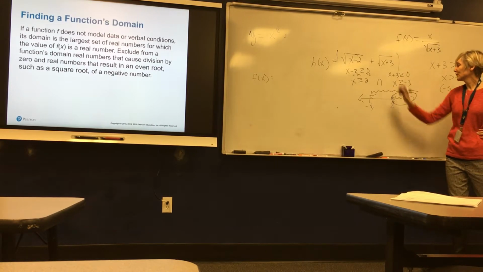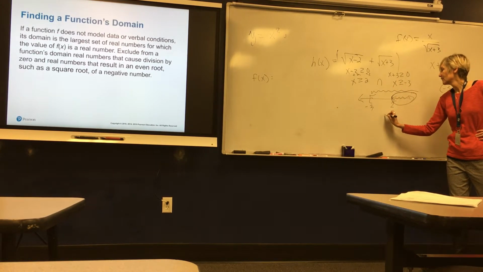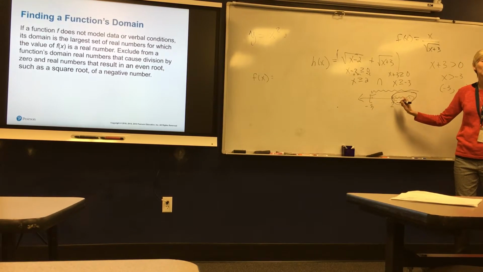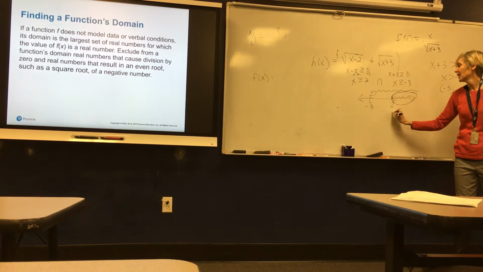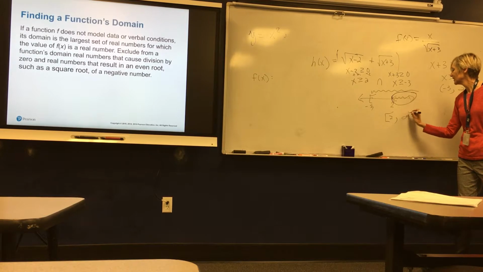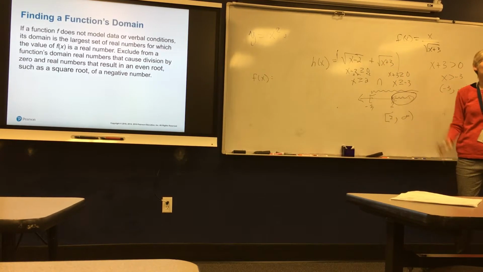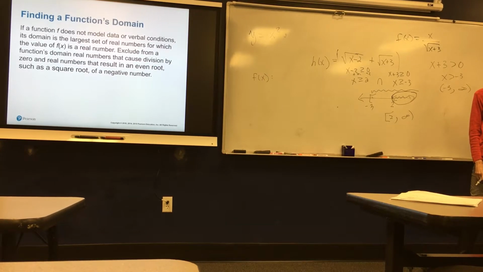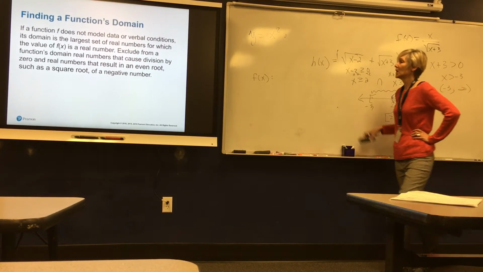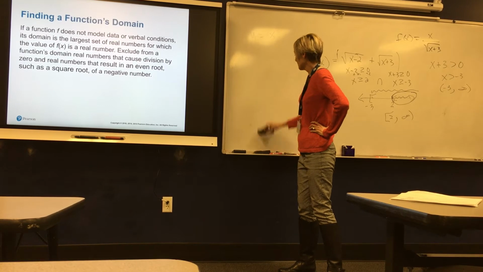So your domain for this would just be from, and you can include the 2, right? Because it's not in a denominator. So just 2 to infinity. Even though there's numbers in here that work for this one, if it doesn't work for both, you can't include it. Okay, one more. What about this?